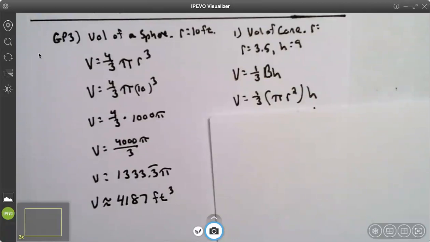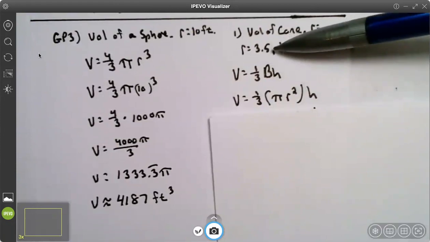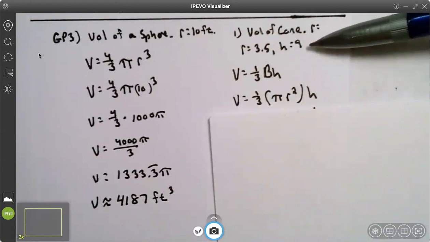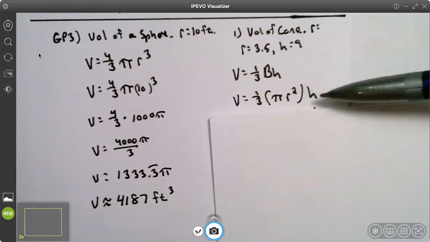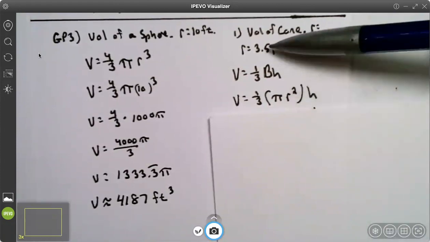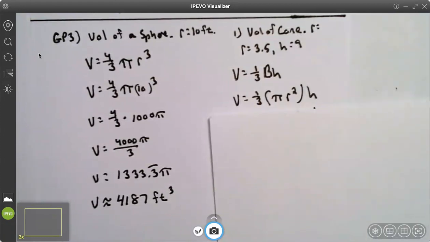So let's try number 1, volume of a cone. It gave us a diameter of 7 all the way across, so we know we have to cut that in half to get a radius of 3.5. It told us the height was 9. Here's our formula for any pyramid, including a cone. I broke down big B to pi r squared for us. So plug 3.5 in for the radius, 9 in for the height, and find the volume of that cone.